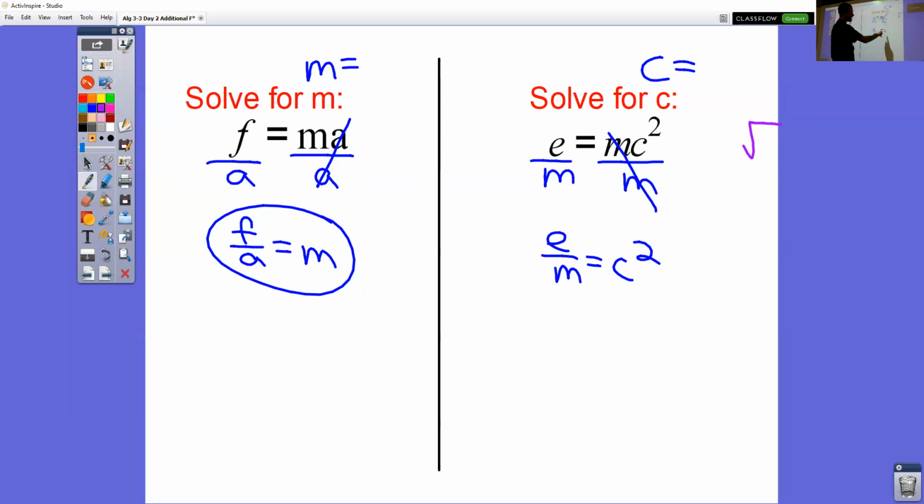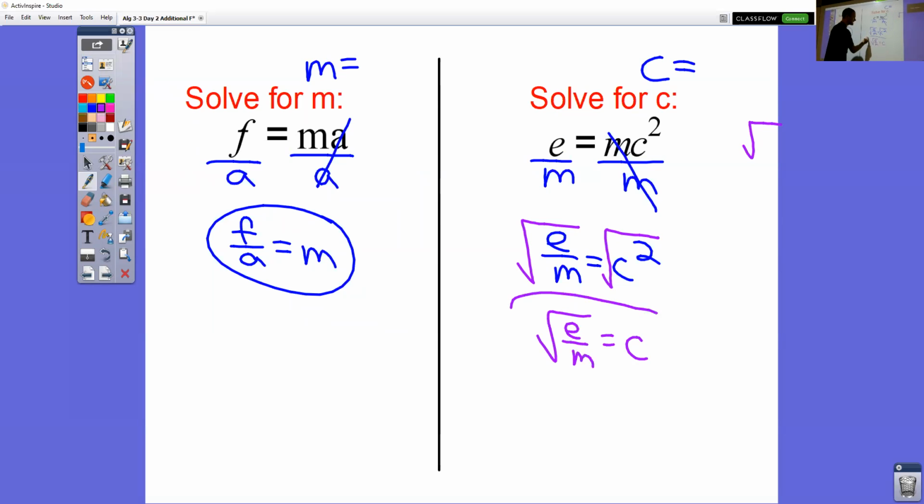So to undo that squaring of a number, we need to take the square root and take the square root of the number. That gets the c all by itself, right? Because squaring and square roots are opposites of each other. They just cancel each other out. So what you end up with as an answer is the square root of E divided by m, all right? You're taking the square root of the whole entire side.